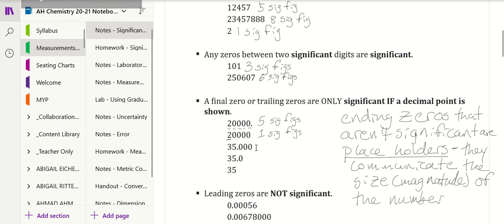This is what I like about OneNote. I can add in examples. You'll be able to see them in your OneNote. It allows me flexibility.